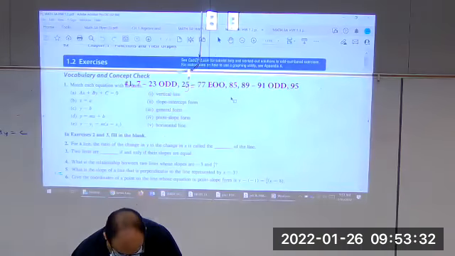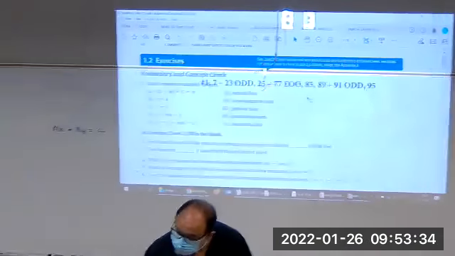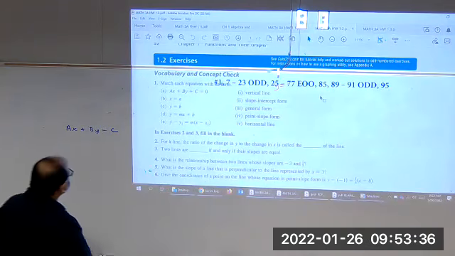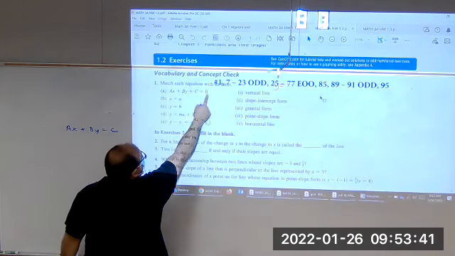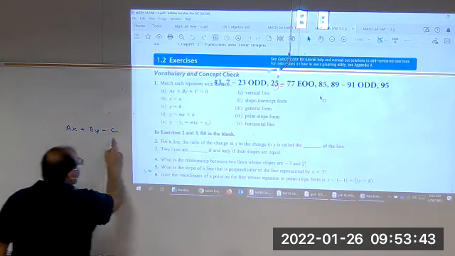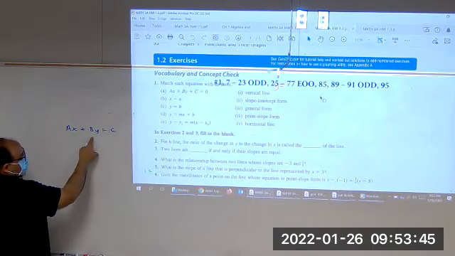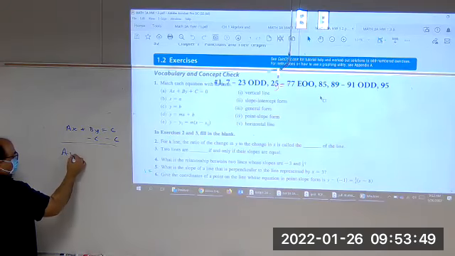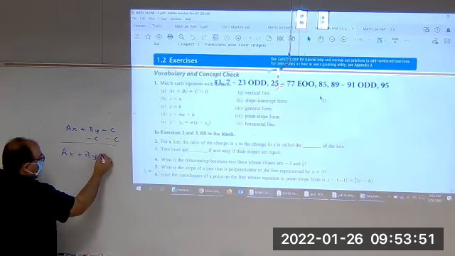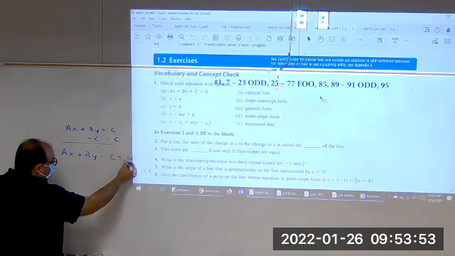That C represents a constant. We don't know what the constant is. So over here, in A, that constant's on the left-hand side. To bring this C over to the left, I would think you'd have to subtract it. So shouldn't it be AX plus BY minus C?